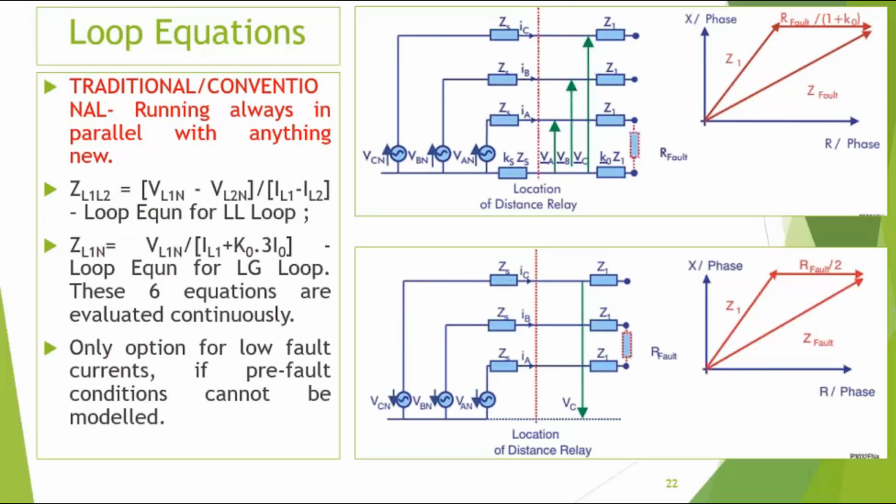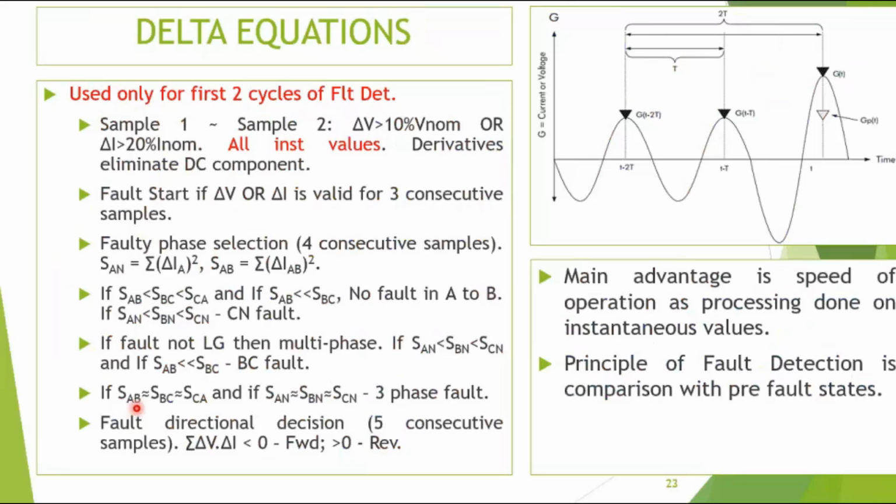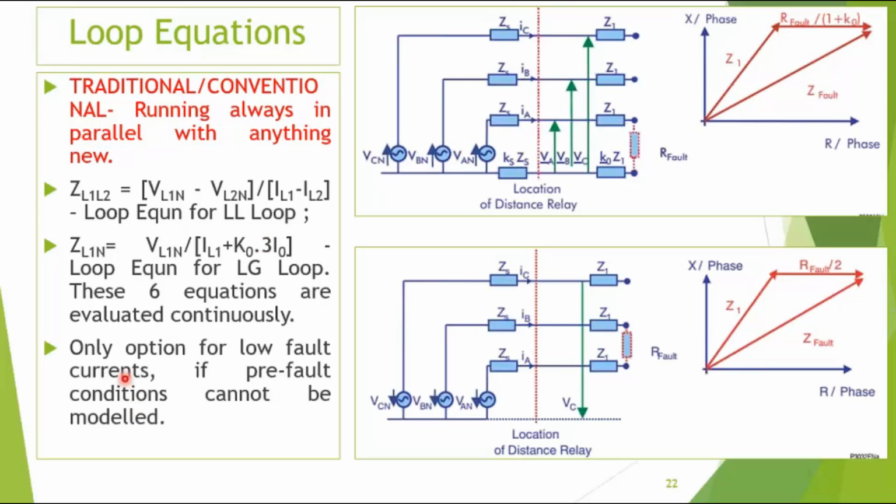This line I can come back to later, after the next slide. This is the only option for low fault current, if the pre-fault current cannot be modeled; the meaning will be clear in the next slide. So in modern relays, what they have done to minimize time, because over here a lot of things are involved: the direction, some phasor calculations and all these things. These things take around 20 milliseconds by any relay to process. Below 20 milliseconds, it is impossible for any relay to process so much information.